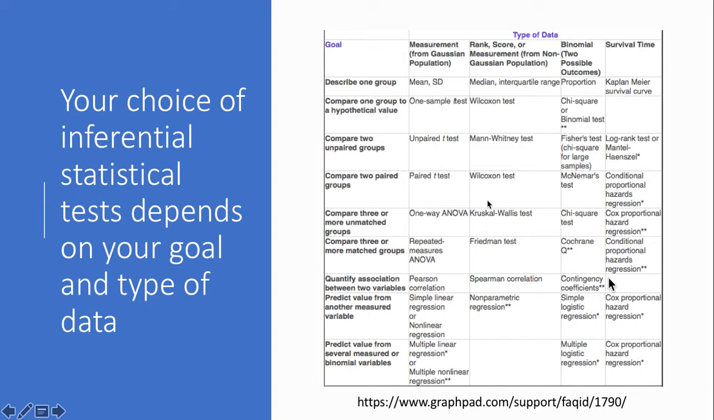Graphpad.com is an excellent resource. I pulled this table off their website. For example, if we're just describing one group, we may just be doing mean and standard deviations. You can do medians, you can do proportions. There's some other, what we call Kaplan-Meier, we're not going to get into here. Comparing two unpaired groups, but so on. You can look at these. Some of you may have a little bit more background if you want to Google or look up a little bit more what those mean, but we will go in greater details later on.